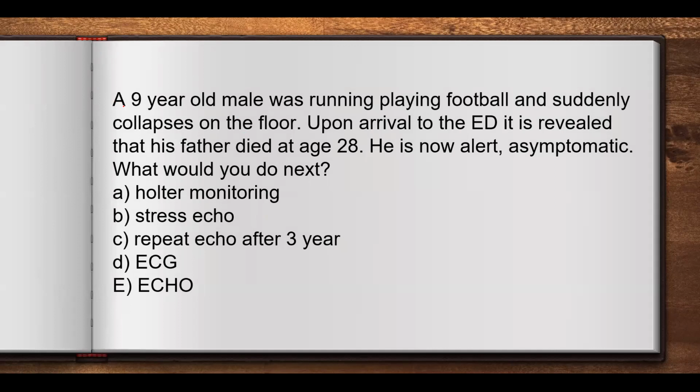Now, similar questions. I'm showing you how, from a single topic, a question can appear in different ways in your exam. So knowing the theory is very important. That's what I'm trying to show you today. A 9-year-old boy was running, playing football, and suddenly collapsed on the floor. Upon arrival to the ED, it is revealed that his father died at the age of 28. He is now alert and asymptomatic. What would you do next?